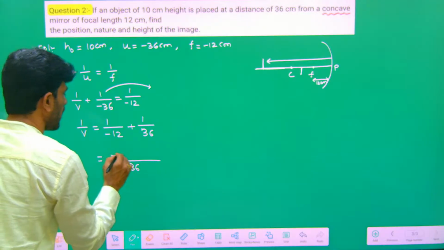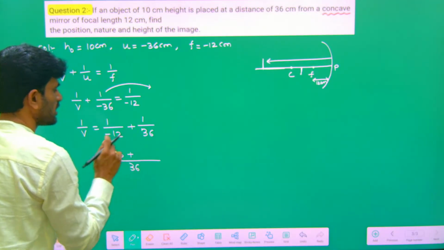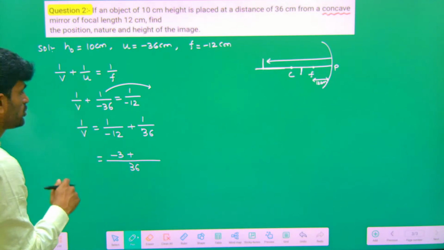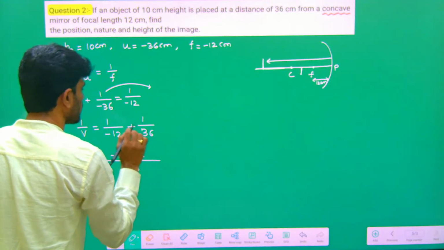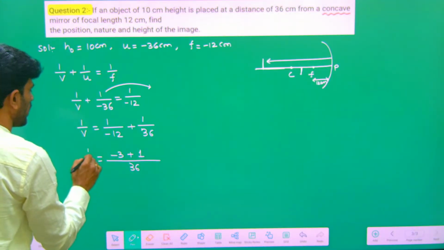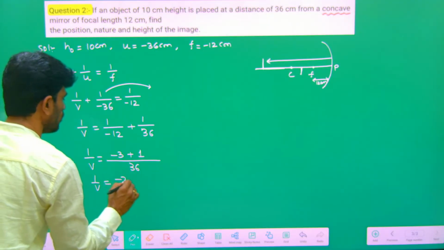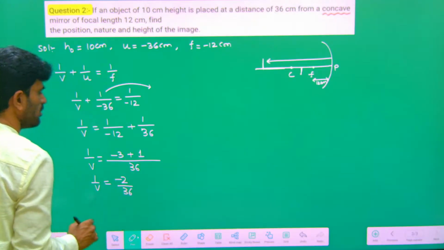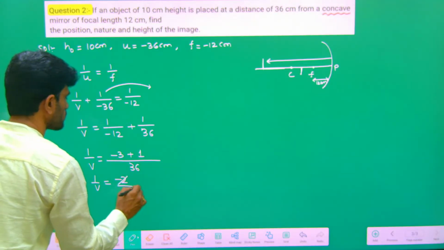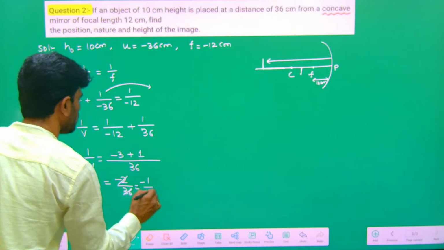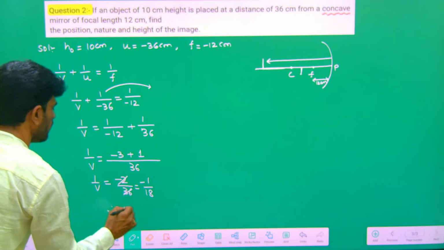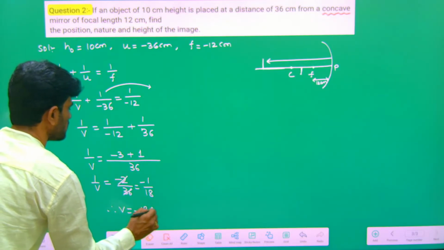So it is minus 3 plus, here 36 we have already, so it should be written 1 only, because you already have 36, nothing to be multiplied. So what is 1 by V now? Minus 3 plus 1 is minus 2 by 36. After cancellation, we get minus 1 by 18. So by this, we get V is equal to minus 18 centimeters.